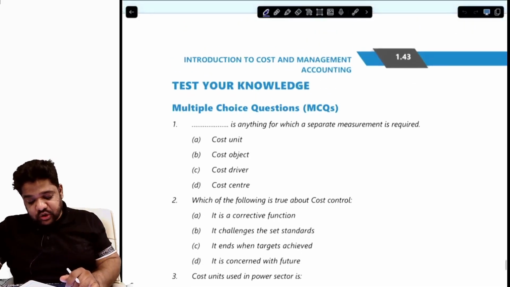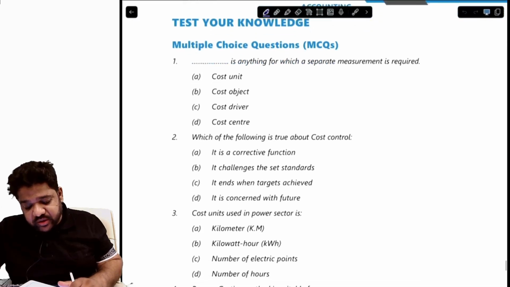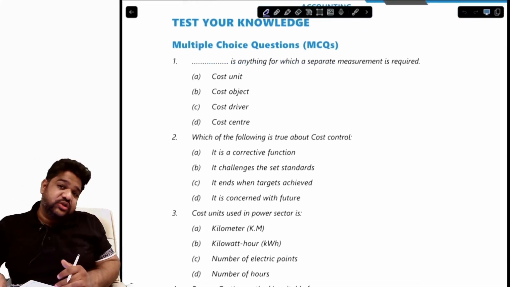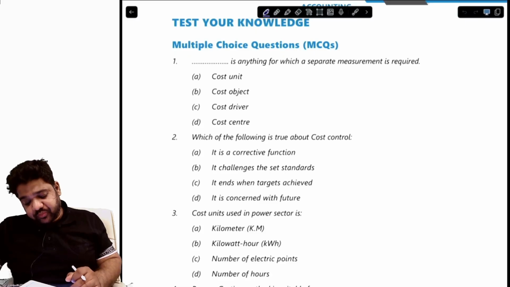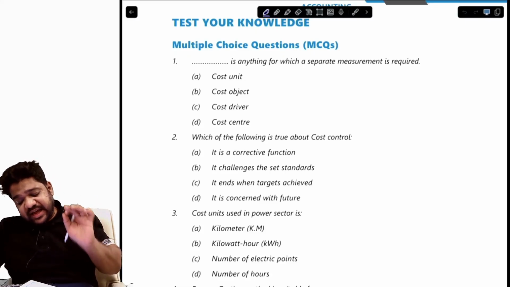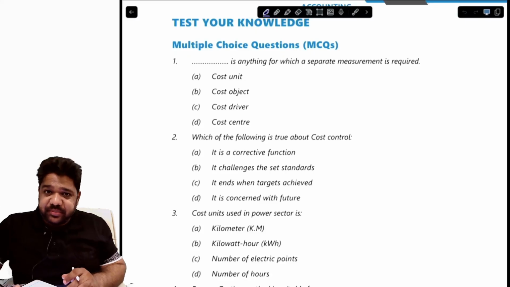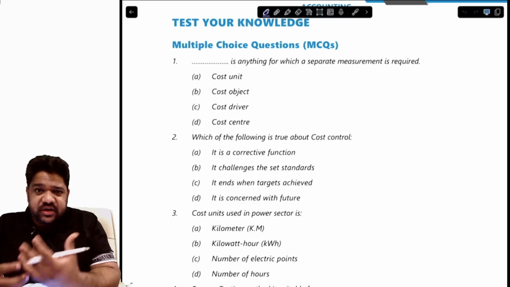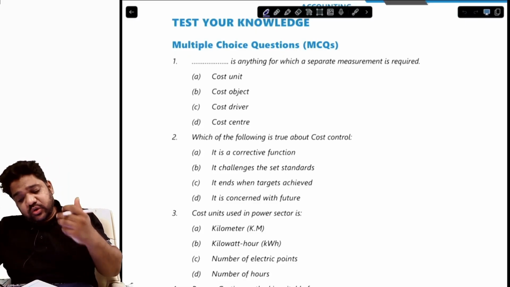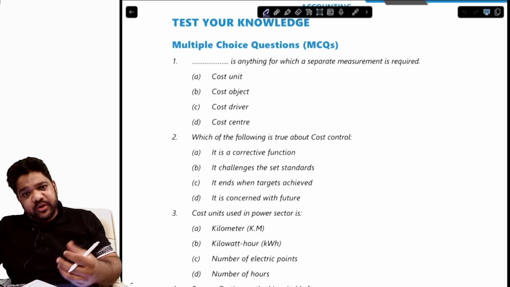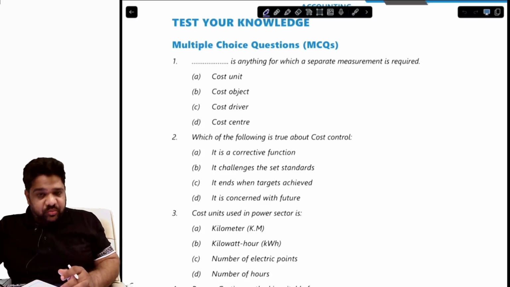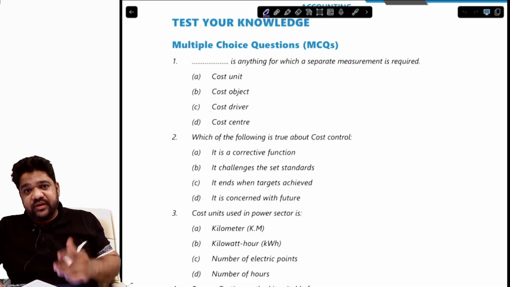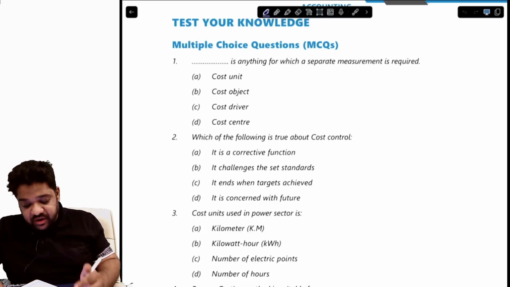This is your first topic, Introduction to Cost and Management Accounting. I'm at the module, and this is your MCQ number 1. It says, this is anything for which a separate measurement is required. Now, when they say a separate measurement, it doesn't really light a bulb, right? In such a situation, what you should be doing is start looking at the options and figure out what is the best option available.